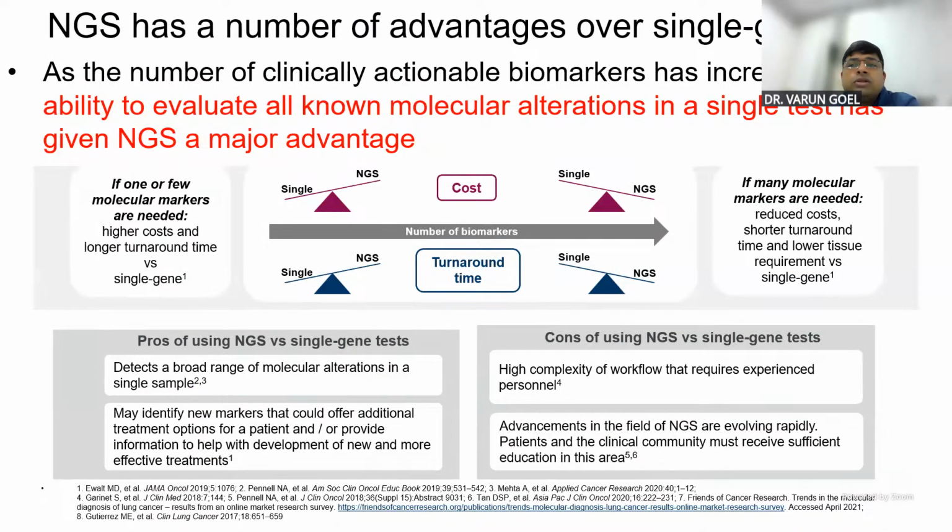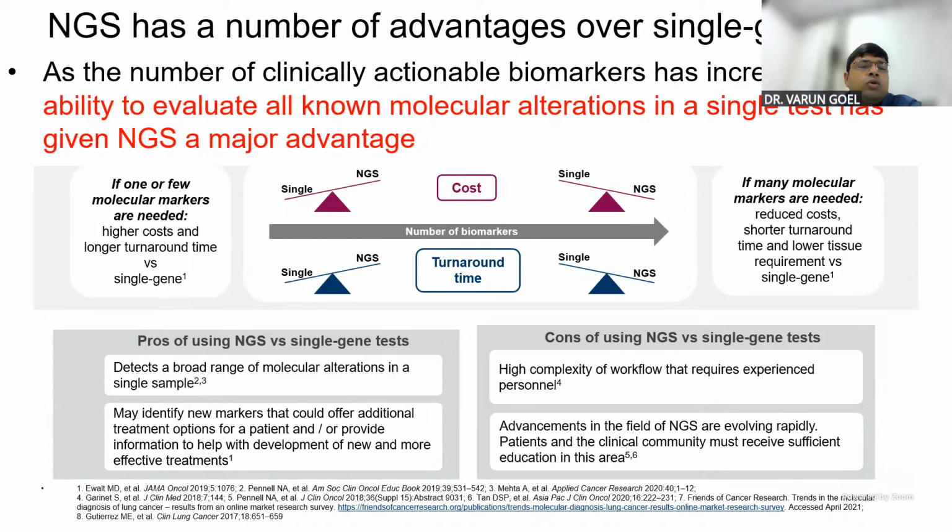NGS has a number of advantages over single gene tests. As the number of clinically actionable biomarkers has increased, the ability to evaluate all known molecular alterations in a single test has given NGS a major advantage. If we go back 5 or 7 years, we usually tried to find only EGFR or ALK, so we could go for a single gene test. But now, more than around 50% of patients have some type of driver mutation, and there are a number of different driver mutations for which we can give targeted treatment, at least 10 to 15. So it is not possible to go for single gene testing for each and every mutation sequentially.